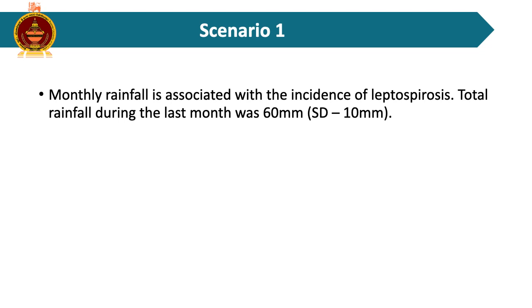Scenario 1. Monthly rainfall is associated with the incidence of leptospirosis. Total rainfall during the last month was 60 millimeters, standard deviation was 10 millimeters. We know that when we are getting more and more rainfall, the incidence of leptospirosis increases. This is related to that.